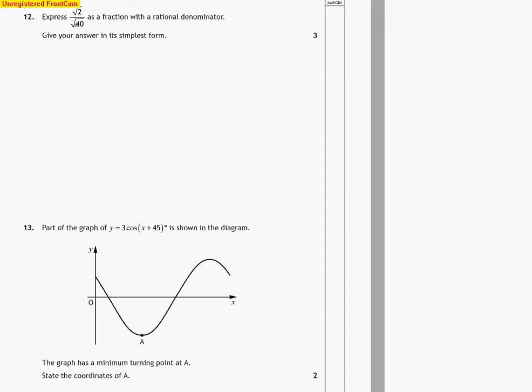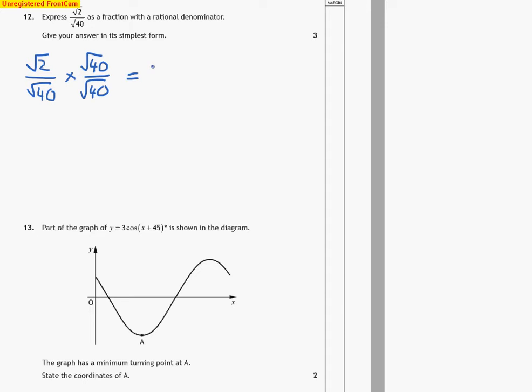Okay, so there's two different ways you could do this. I think the easiest way is to always just say, okay, so I've got root 2 over root 40, and I would just times the top and the bottom by root 40. Because we're timesing the top and the bottom by the same number, that's allowed. What we do to the top, we have to do to the bottom. That's fine because we're effectively just timesing it by 1, but it's going to make it a much nicer equation.